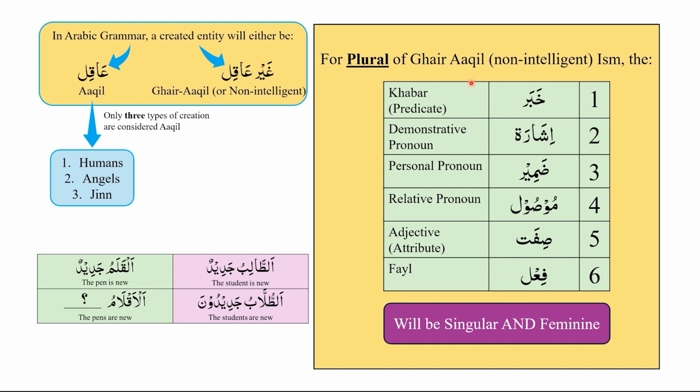Some of these items have not been studied yet, and inshallah we will be studying them in the future. However, the rule will apply at that time when we study these items. This is an important concept that needs to be committed to memory. So once again, for plural of ghair aqil or non-intelligent ism, the khabar, the demonstrative pronoun, the personal pronoun, the relative pronoun, the adjective, and the fail will be singular and feminine. Let us apply this rule to practice.